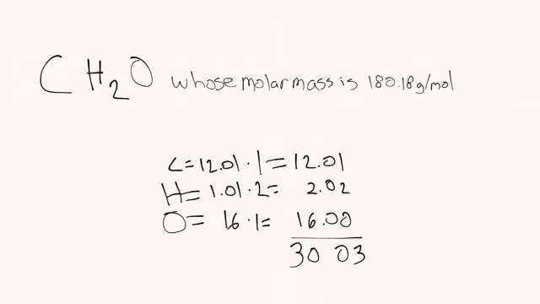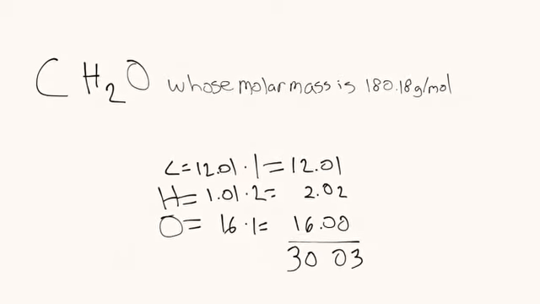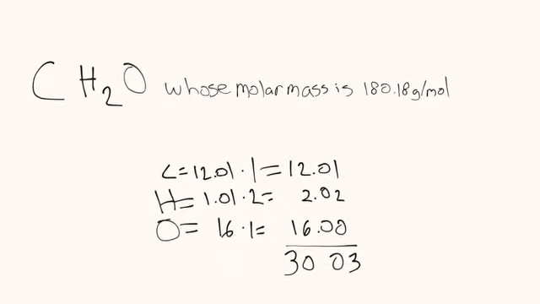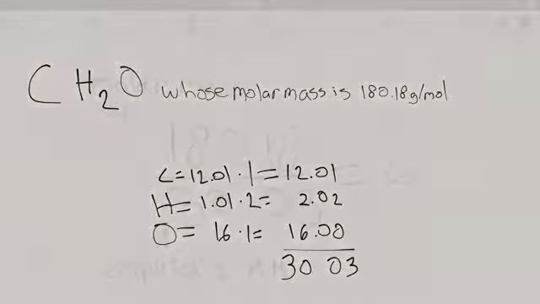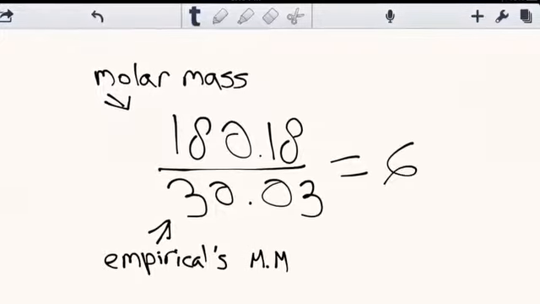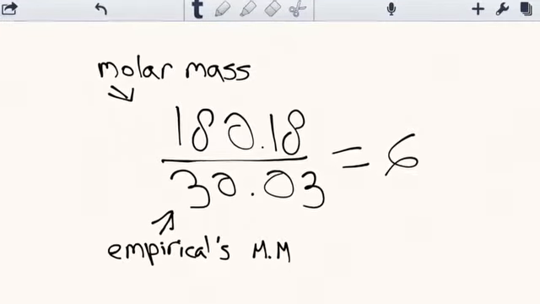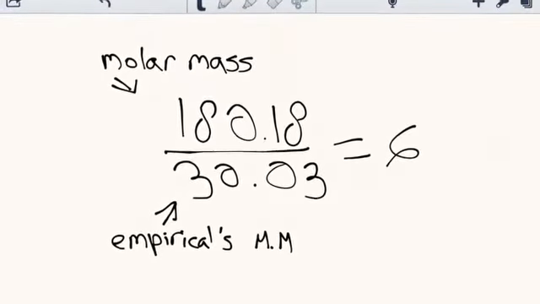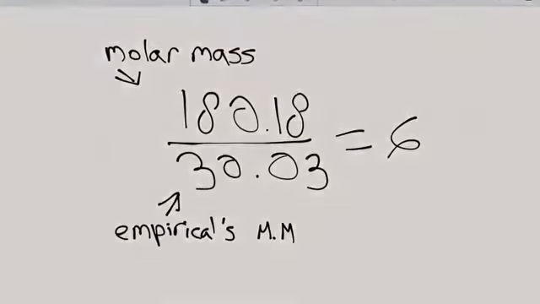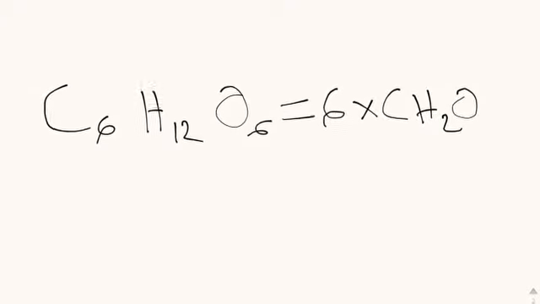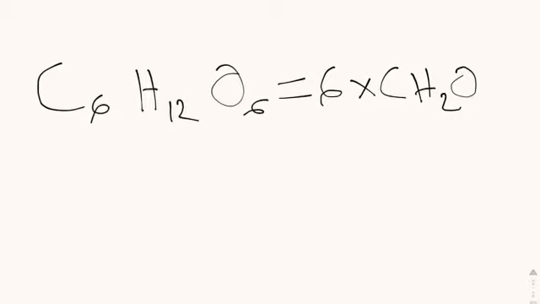Hey there class, I'm going to be showing you how to find the chemical formula if you have the empirical formula and the molar mass. First you have to figure out the molar mass of the empirical formula given. In this case, it's 30.03. From there, you have to divide the molar mass of the unknown substance by the empirical's. In this case, you'd get 6. All you have to do after that is multiply the empirical by the number that you just got.